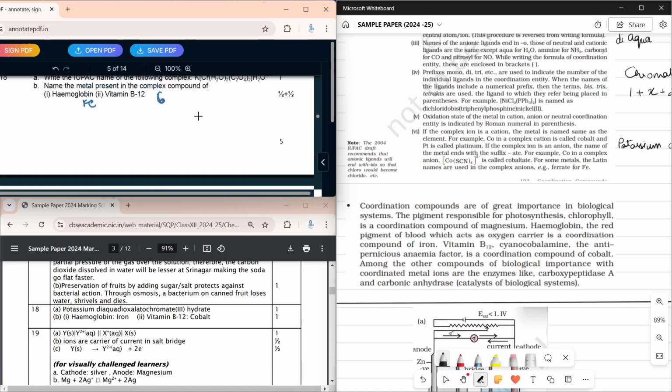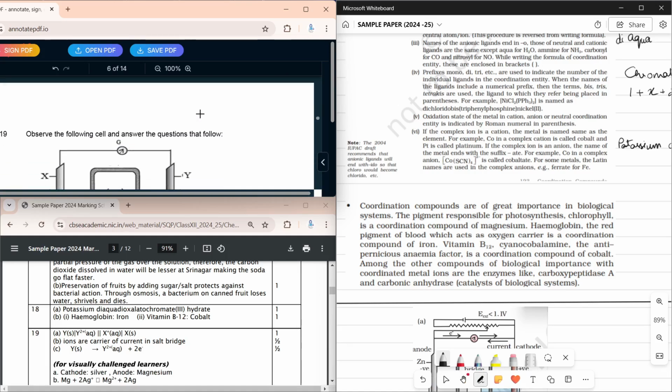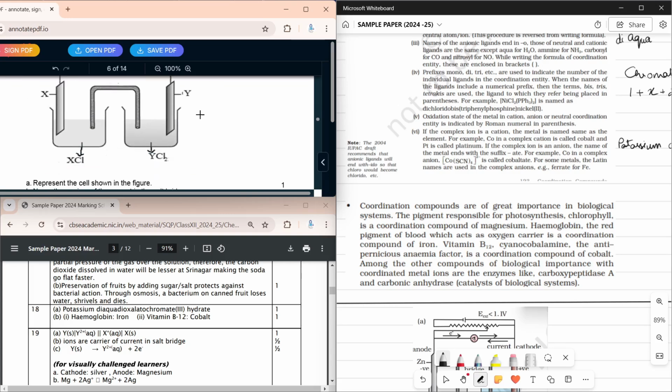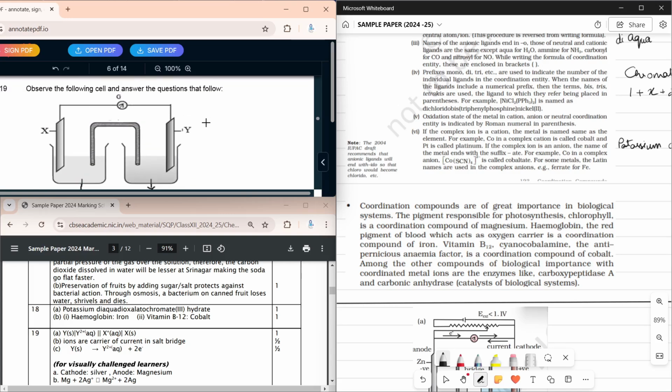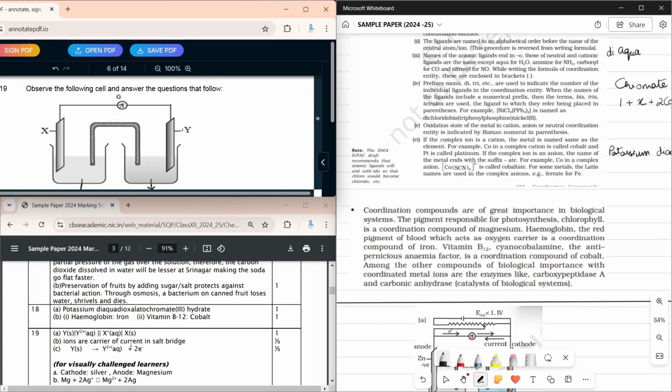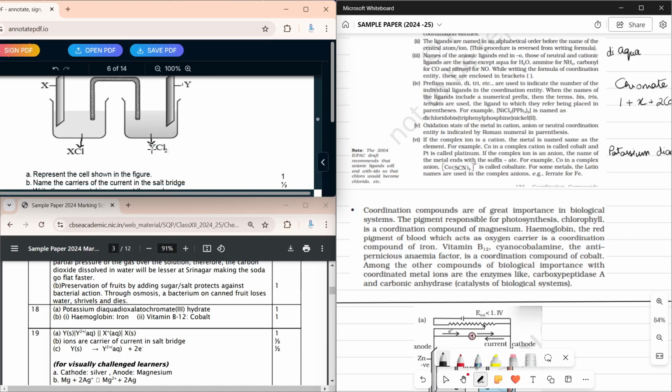Okay, this question has been one of the very difficult ones to answer, and I have not been able to find a valid reason for me to be okay with this. Let's first of all, question number 19. Observe the following cell and answer the questions below. So we've been given this cell and we need to answer these questions, right? Now, the first question is represent the cell shown in the figure.